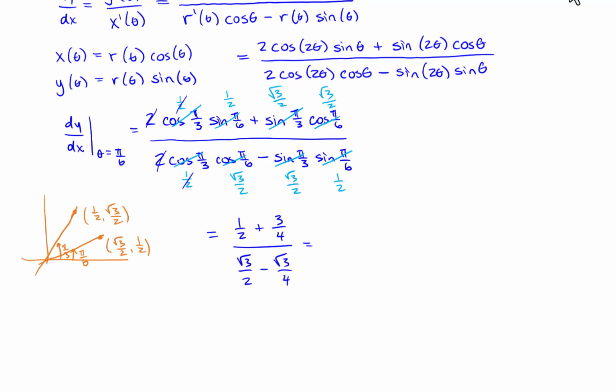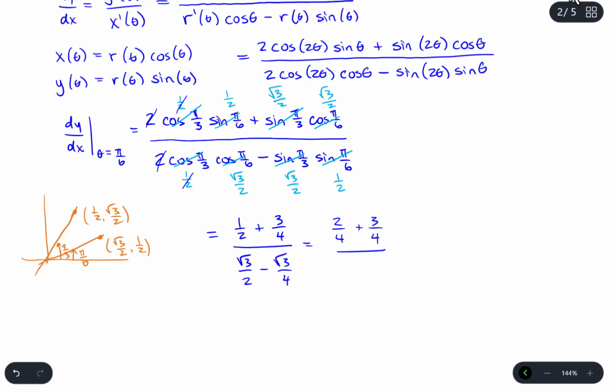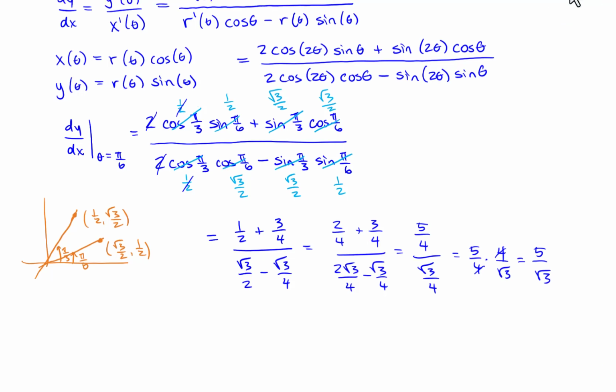All right, so 1/2, we would need to change that into 2/4 in order to add those fractions. Down here to subtract, I'll say 2√3/4 minus √3/4. So that gives me 5/4 over √3/4. If I invert and multiply, that's 5/4 times 4/√3. So it looks like 5 over the square root of 3 is the slope of that curve. And that's how that would be done.